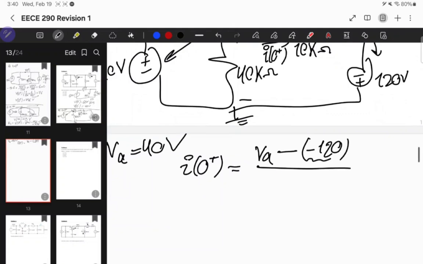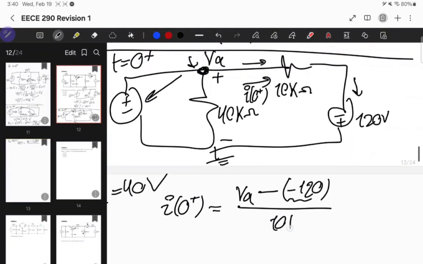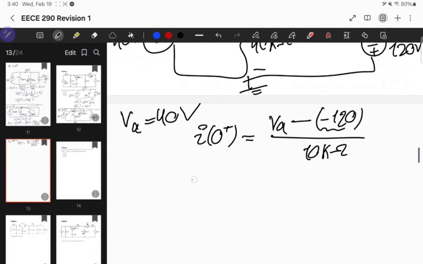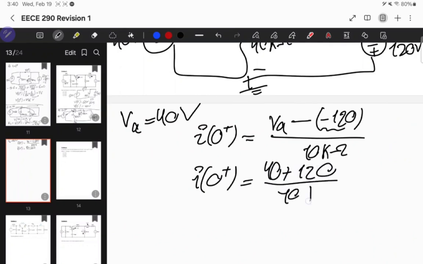Rearrange the equation, I'll get this exactly. So 10 kilo ohm times I at 0 plus is equal to VA, which is 40, plus 120. So I at 0 plus is 40 plus 120, which is 160, divided by 10,000, so I at 0 plus is equal to 0.016 ampere, which is also 16 milliampere.